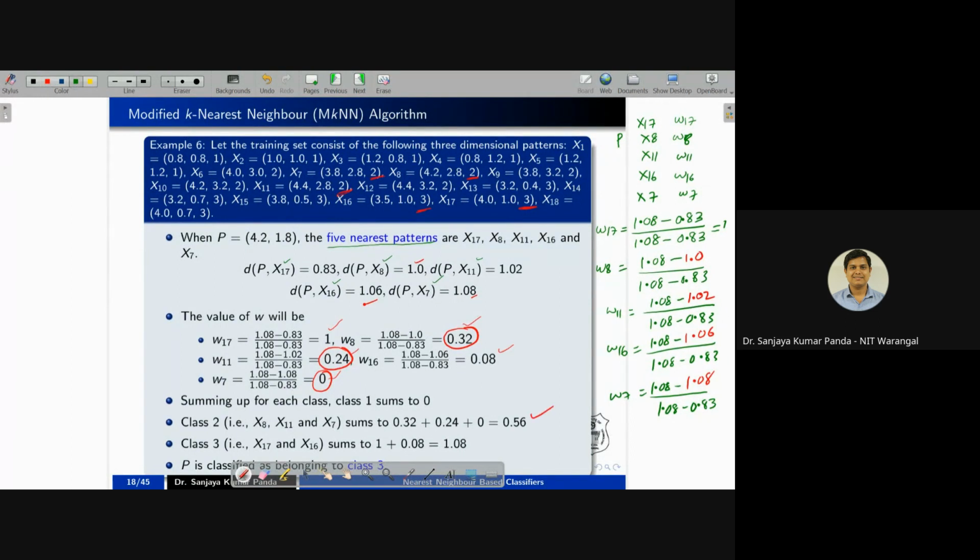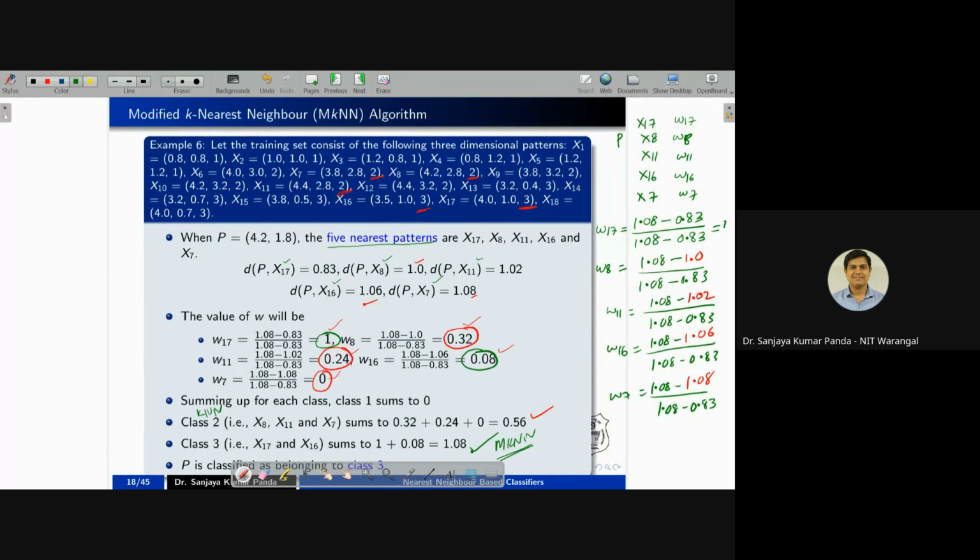But if you sum these values, that is 1 and 0.08, you will get 1.08. So see here, only 2 neighbors belong to class 3, but 3 neighbors belong to class 2. So if you go for KNN, it will assign this test pattern to class 2. But if you go for MKNN, as we are getting maximum weight for class 3, we are assigning it to class 3. The test pattern is assigned to class 3.